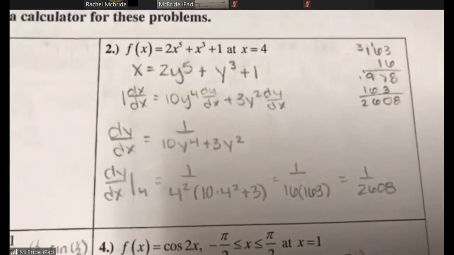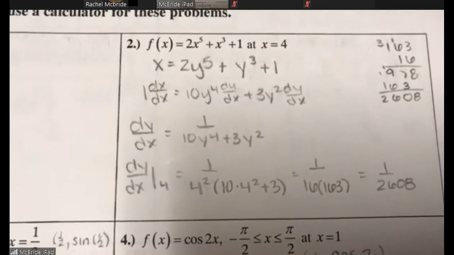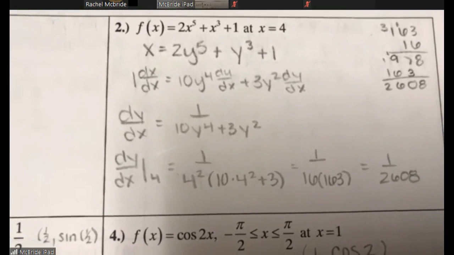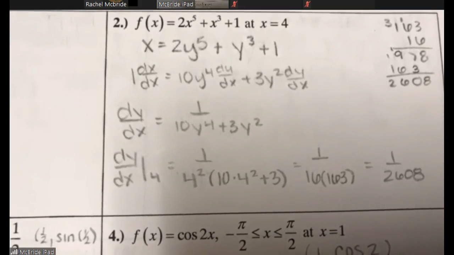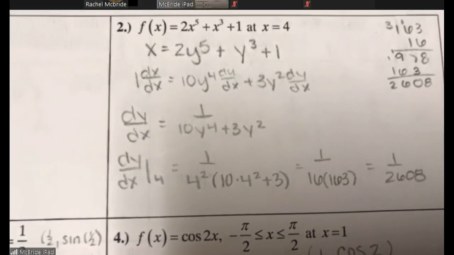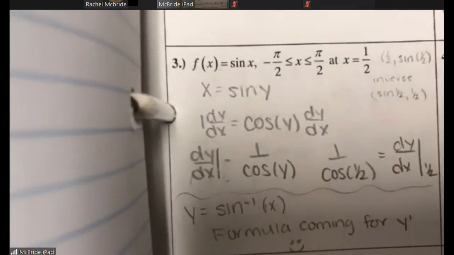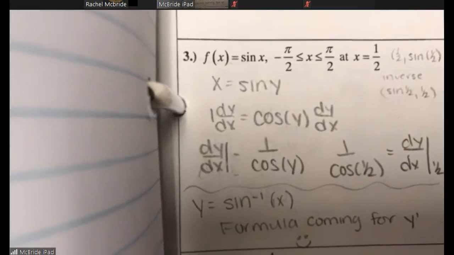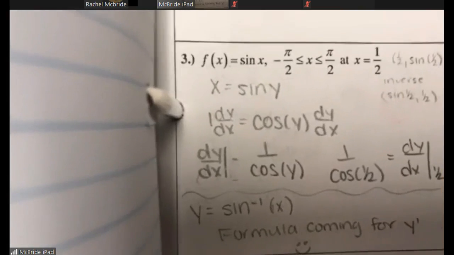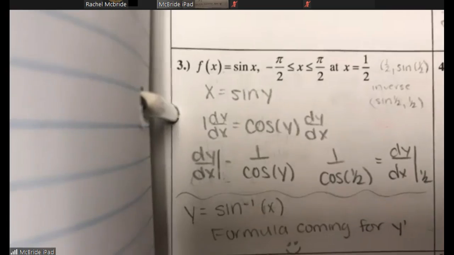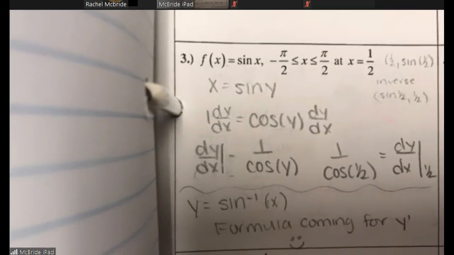Alright, so let's start talking about the homework you had from yesterday. In number 2, you got 1 over 2,608. In number 3, again, you could have done this either way. Initially when I did the worksheet, we didn't learn the sine inverse formula, but you could have done this using sine inverse. Either way, you got 1 over cosine of a half.